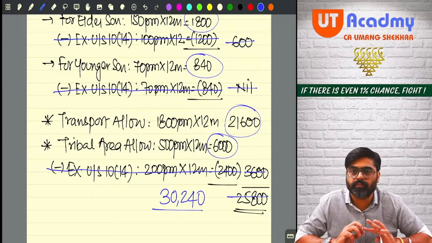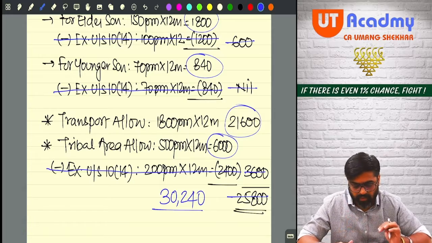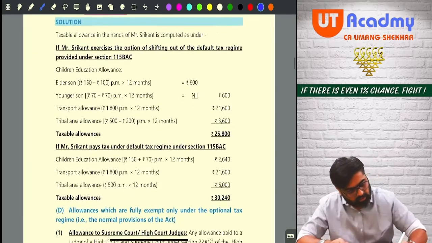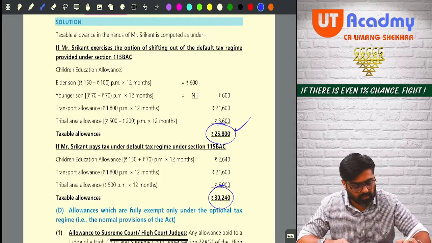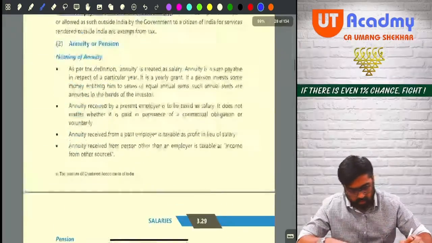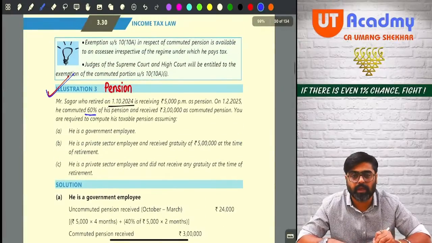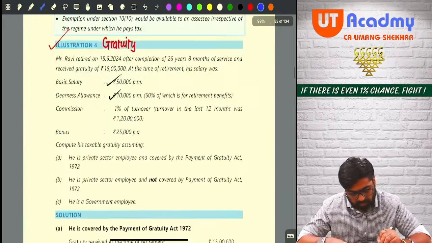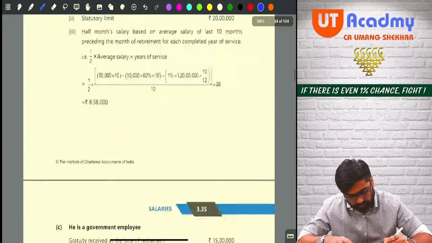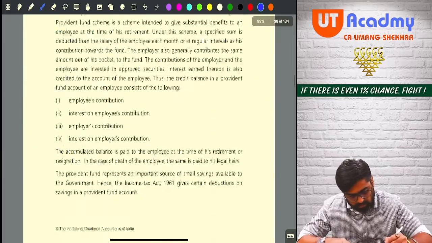Easy, difficult? Understood? Illustration 2 done. Please check your answers. This is 25,800 and this is 30,240. Okay. Now let's move on to another question. 3 is done. Please keep on checking and telling me. 3 is done. 4, 5 and 6 are also done. I guess 4 is also done. Then 5 is also done.